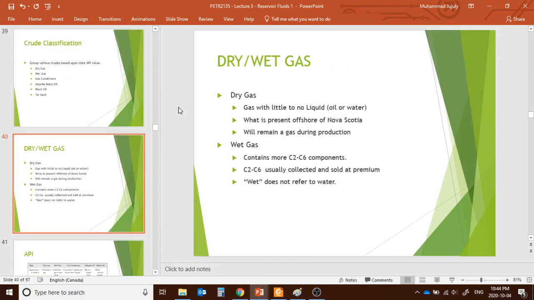Now these are the dry gas. It has little or no liquid at all. The liquid could be oil or water.